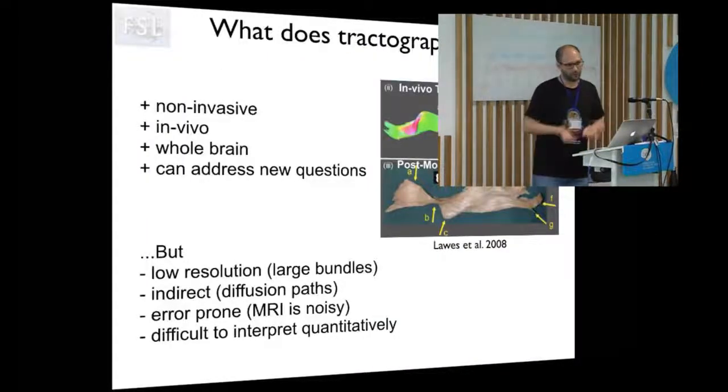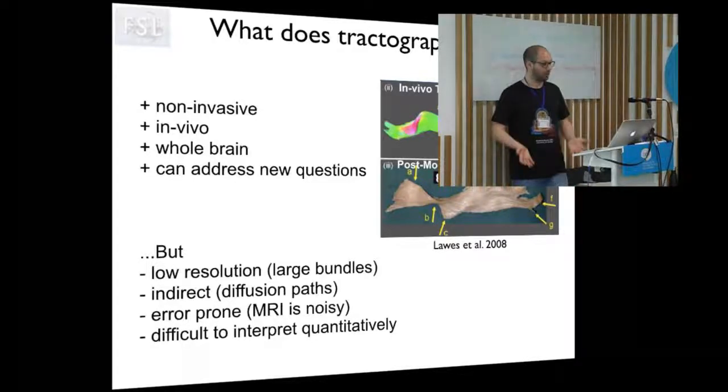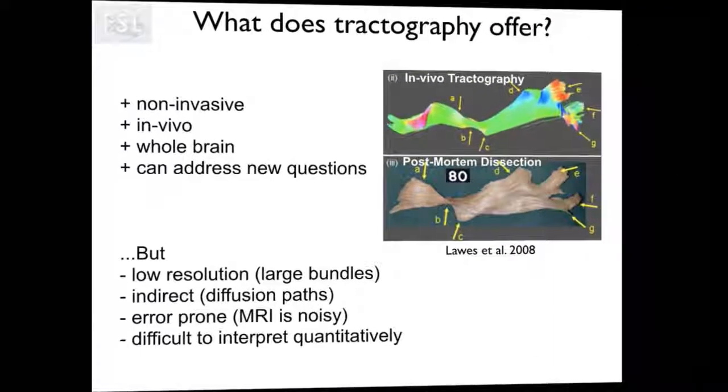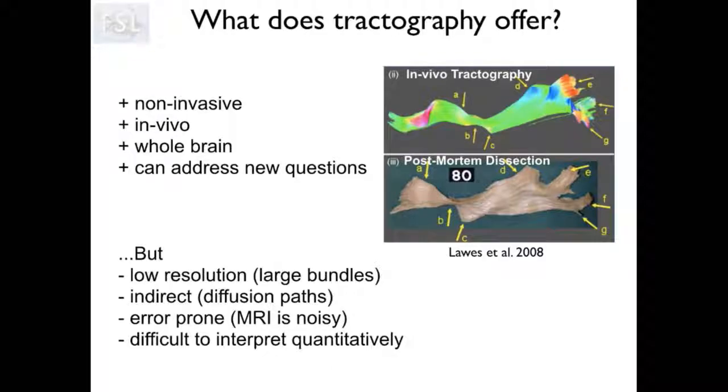But of course, tractography, like the diffusion tensor and like all the other models, is not perfect. It's very nice because, like I just said, it's non-invasive. You can do it in vivo. You can map the whole brain, so you're not just constrained to a single postmortem slice or a single postmortem hemisphere and so on and so forth. You can address a series of questions like the ones that I presented to you at the beginning.